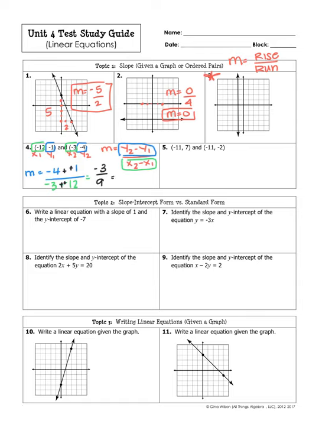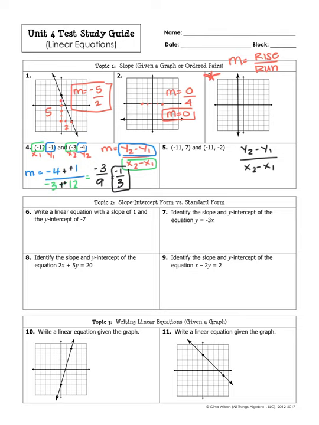Now this slope can be reduced. If you were to type in your calculator -3 divided by 9 and then hit math, enter, enter, it would show you that it would reduce to -1/3. All right, go ahead and try number 5 on your own using that same formula, y2 minus y1 over x2 minus x1.